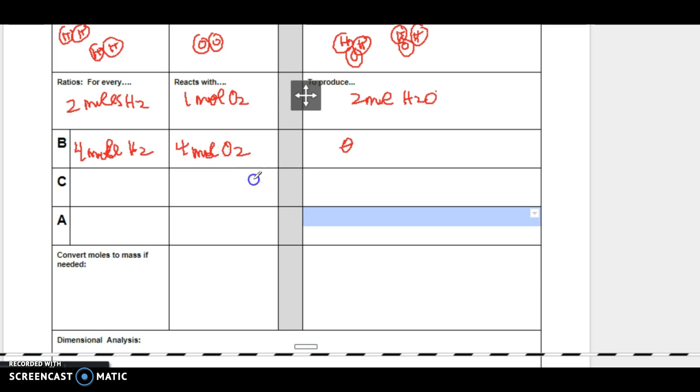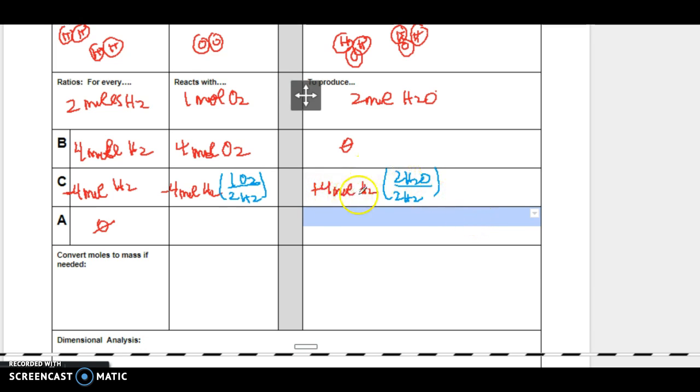So according to the graph I just made, I know that the hydrogen was the one that got all the way used up. So that becomes my starting point for the rest of this, because that's the one I know is going to get all used up. Then I'm going to multiply by my ratios. I have 2 hydrogens to an oxygen, and 2 hydrogens to 2 waters.